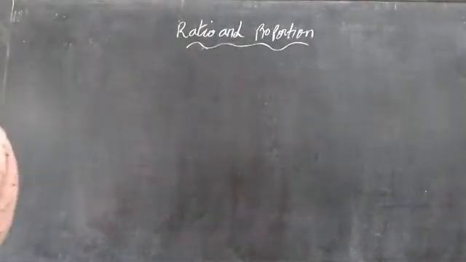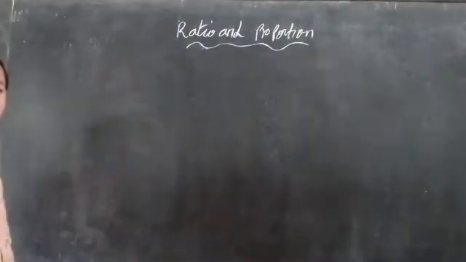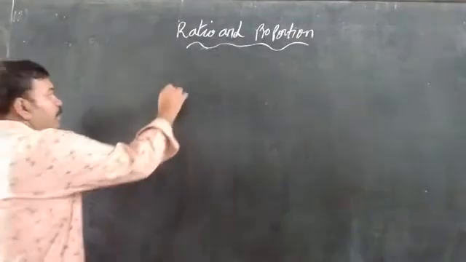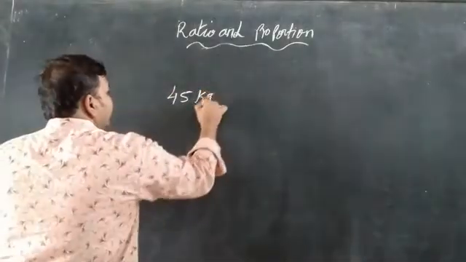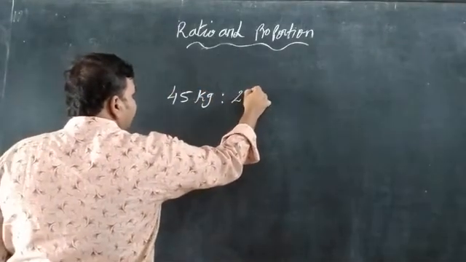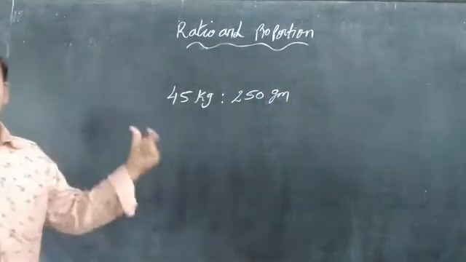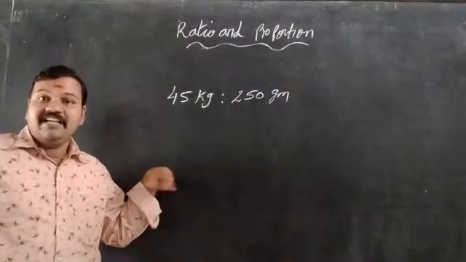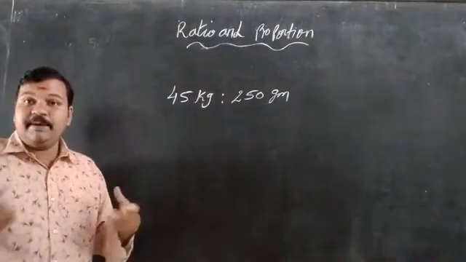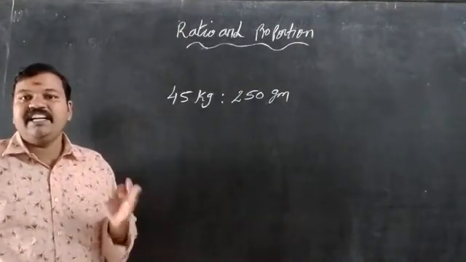What is a ratio? What is called proportion? Comparison of two quantities is called ratio. For example, 45 kgs is to 250 grams. This is given for us. You already know this from 6th class and 7th class. That's why I am repeating it and just reminding you.